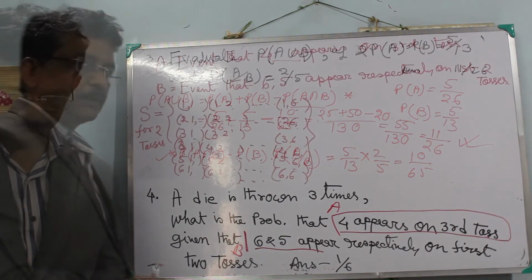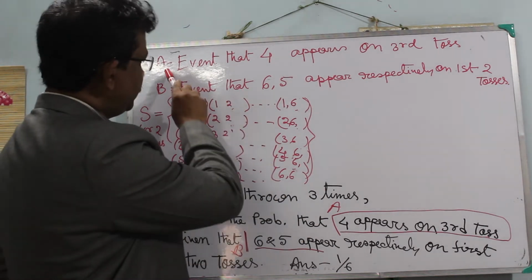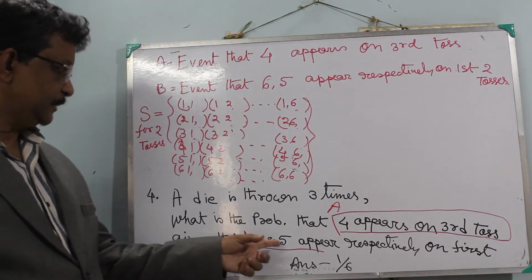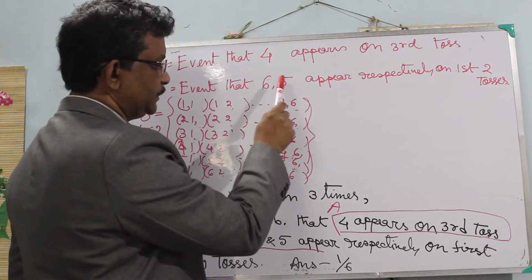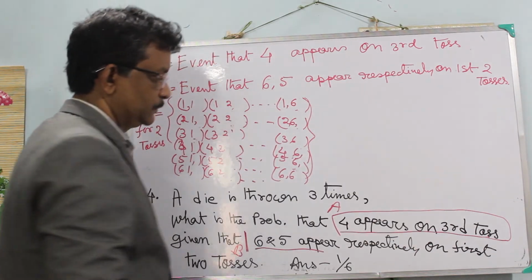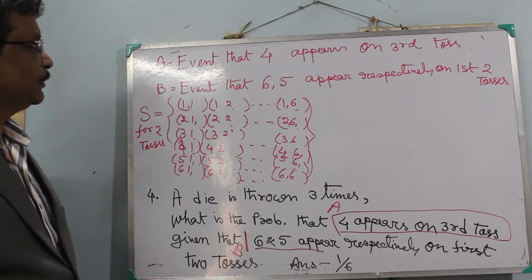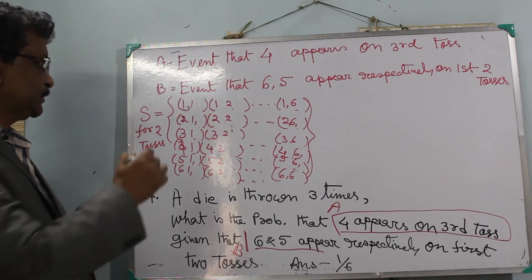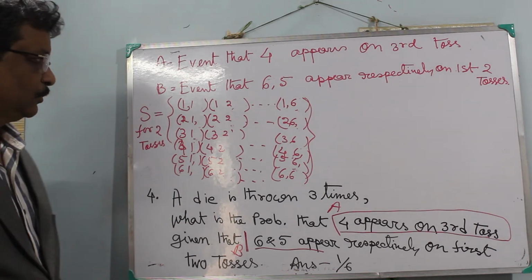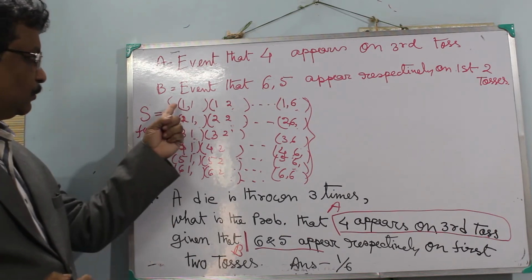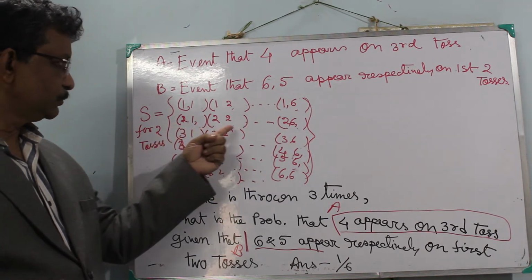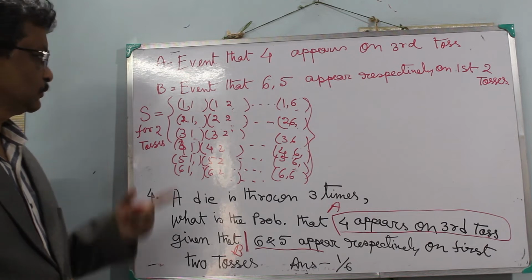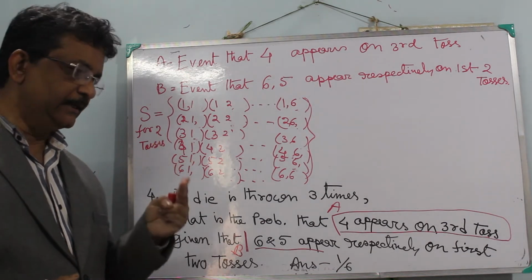Now let us solve this problem. We have considered event A as 4 appears on the third toss, and B as 6 and 5 occurred respectively. That means 6 in the first position and 5 in the second position on the first 2 tosses, and event A is 4 appears on the third toss. So what are the different number of ways? When we toss a die 2 times, what are the different outcomes? 36 outcomes like 1 1, 1 2, 1 3, up to 6 1, 6 2, 6 6. So the sample space for tossing 2 dice is 36.